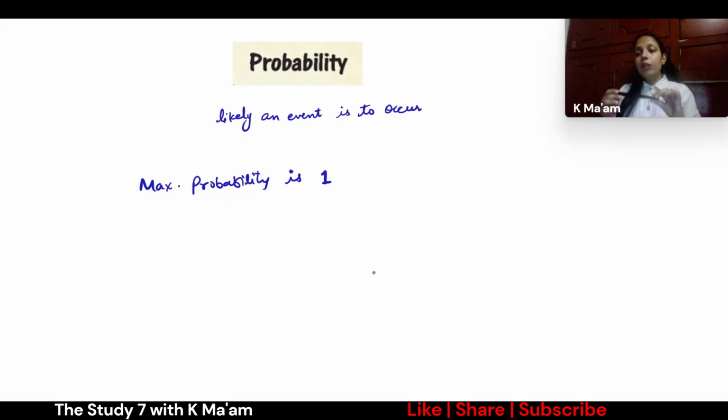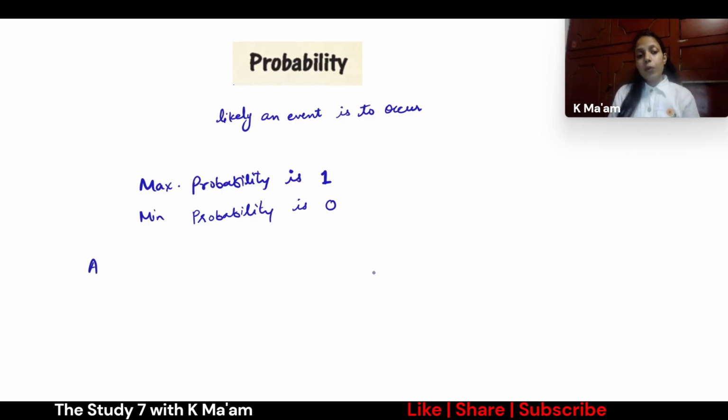And the maximum will occur only when you are very sure about that. What's the probability of the pen going up if I leave it? No. So the minimum probability is 0. Probability cannot be greater than 1 and it cannot be negative. So it is always between 0 and 1.